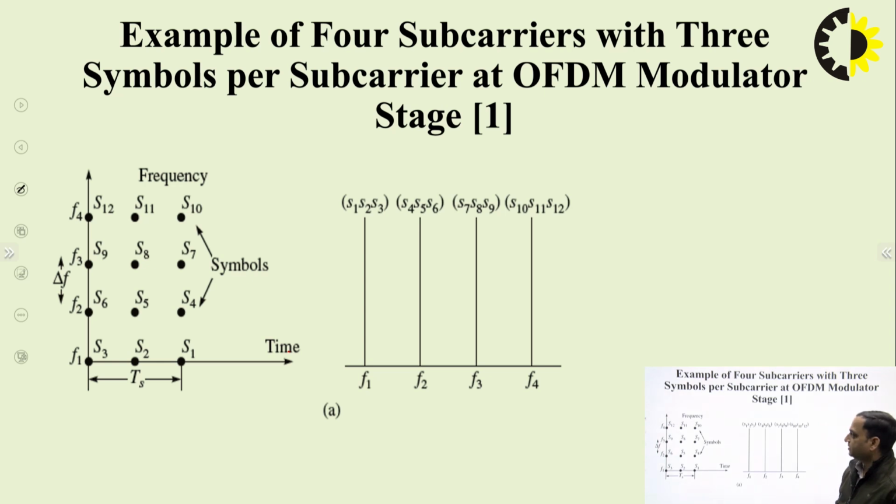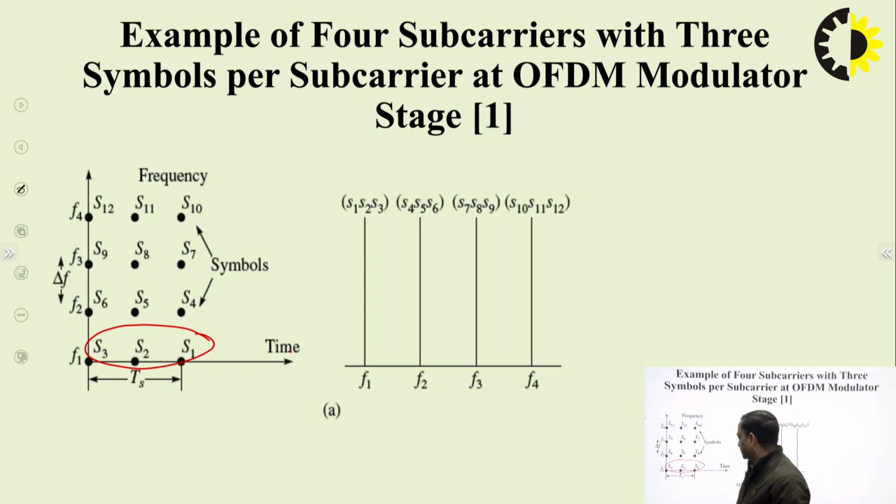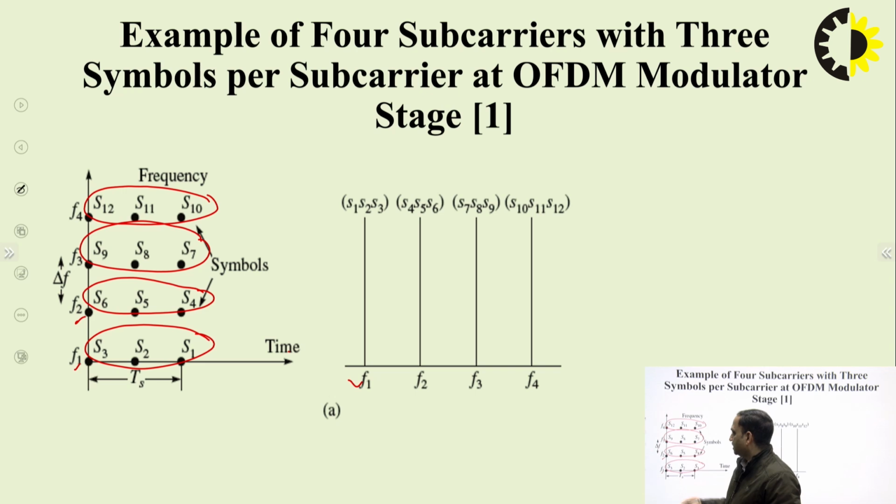Okay, so we again have four subcarriers, and previously we were talking about 1 bit. Now when we talk about multiple bits or multiple symbols, we see S1, S2, S3 are three symbols which are modulated by the frequency F1. Similarly, symbols S4, S5 and S6 are modulated with the frequency F2, S7, 8 and 9 are modulated with the frequency F3, and 10, 11 and 12 are symbols modulated with the frequency F4.